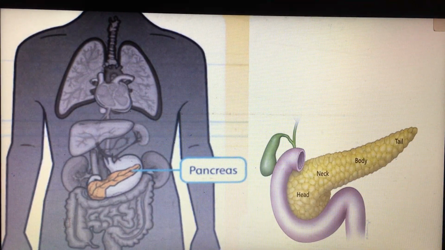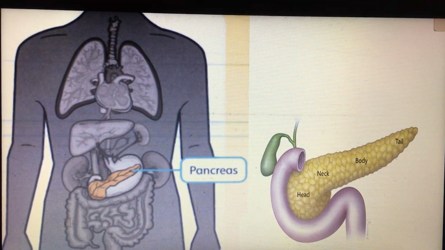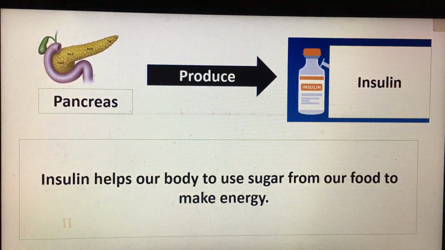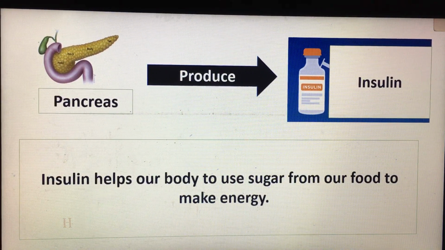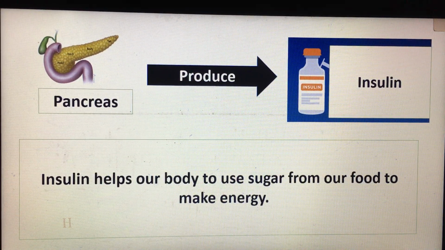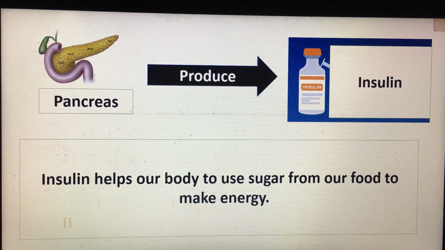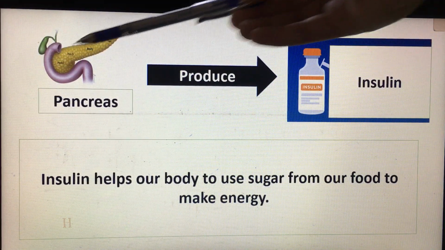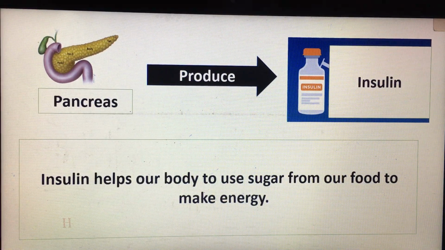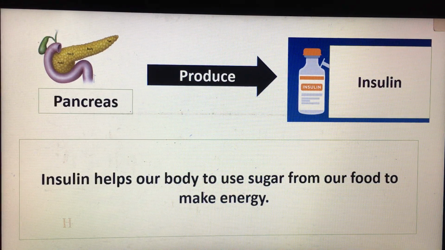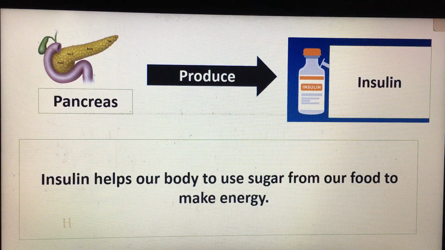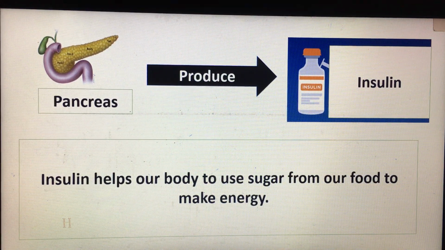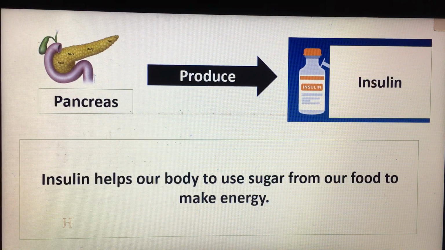So, the pancreas is very important in our body because it produces a chemical called insulin. And this chemical helps our body to use sugar from our food to make energy. So, again, the pancreas produces insulin. And insulin is very important because it helps our body to use sugar from our food to make energy.